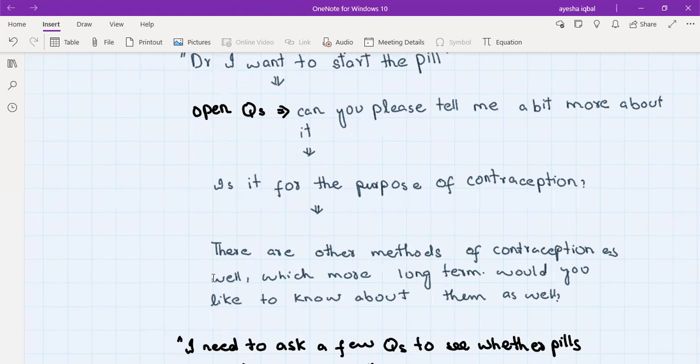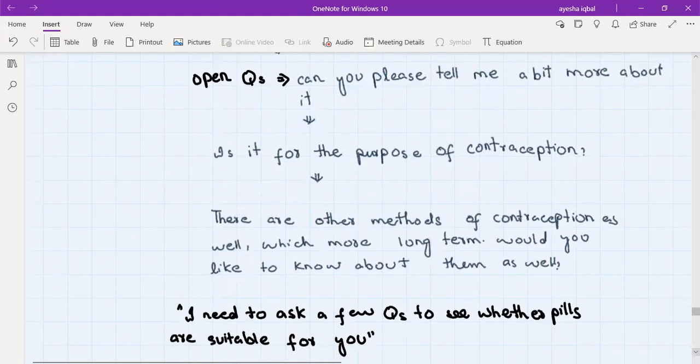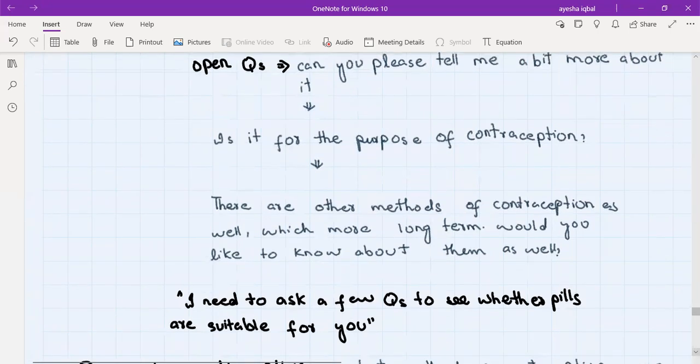Now, depending upon the patient's answer, if she wants to know, then we will discuss with her in the management part. If she doesn't want to know and she only wants the combined oral contraceptive pills, then a good question to ask will be, what made you think that combined oral contraceptive pills are going to be the best option for you? You might want to know the reasons why she has selected oral contraceptive pills. Is it because she has heard it from some friend, or she has searched it? You want to know her reason for her choice as well.